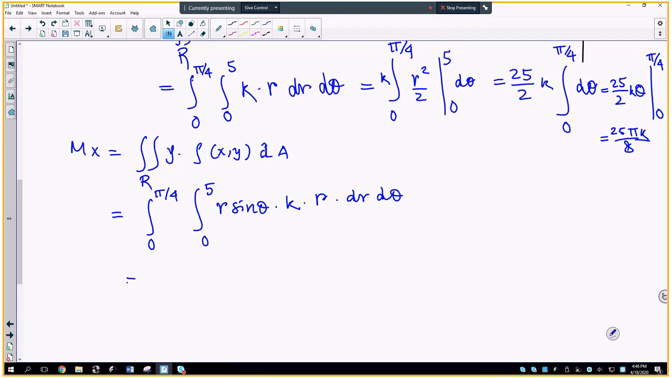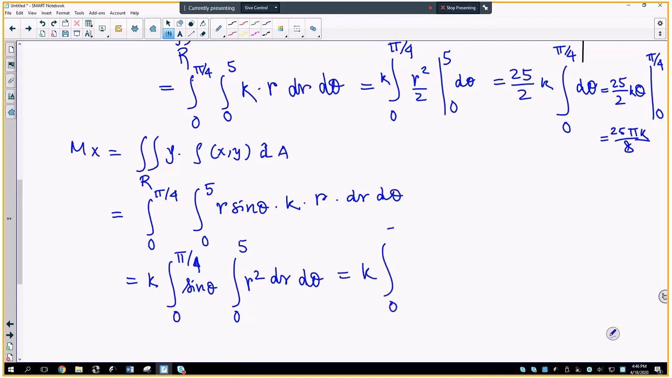So k should be coming out, integration 0 to pi over 4. Let's see what else we have. We have sine theta, which has nothing to do with this entire derivative with respect to r. So I take it out. And you have r squared, which you are going to take the antiderivative with respect to r, which is going to be r cubed over 3. So what I say, k, 0 to pi over 4, sine theta, r cubed over 3, limits are 0 to 5, and then you do the entire integral with respect to theta.